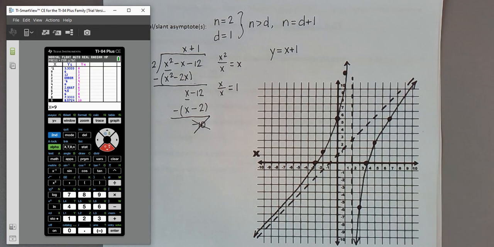So notice all three of these graphs that we generated were pretty different. They had some features in common, but the shapes are pretty different. We can see some pretty exotic graphs once we start to take these rational functions and make the numerator or the denominator more complicated. But when in doubt, we go back to our intercepts, we go back to our asymptotes. As long as we can find these key features, then we can graph pretty much any rational function.